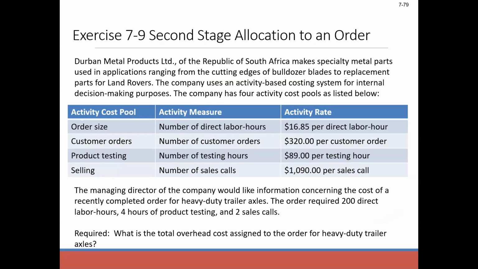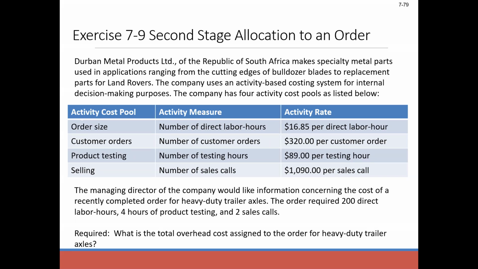There's another one, Durban Metal Products. The Republic of South Africa makes specialty metal parts used in applications ranging from the cutting edges of bulldozer blades to replacement parts for Land Rovers. The company uses an activity-based costing system for internal decision-making purposes. The company has 4 activity cost pools listed below. We've got here the order size, the customer orders, the product testing, and the selling. Those are our pools. We measure them by either the number of direct labor hours or customer orders, testing hours for product testing, and sales calls for the selling activity pool.